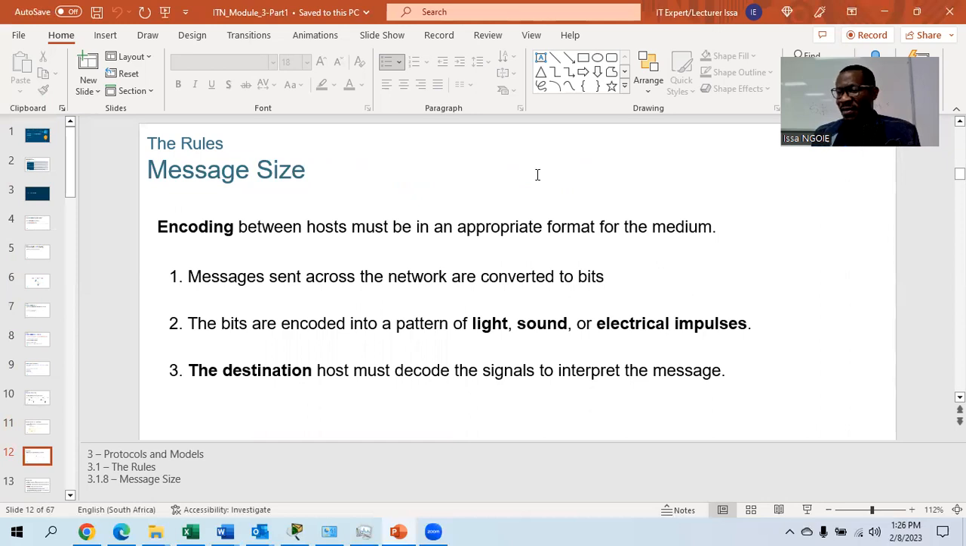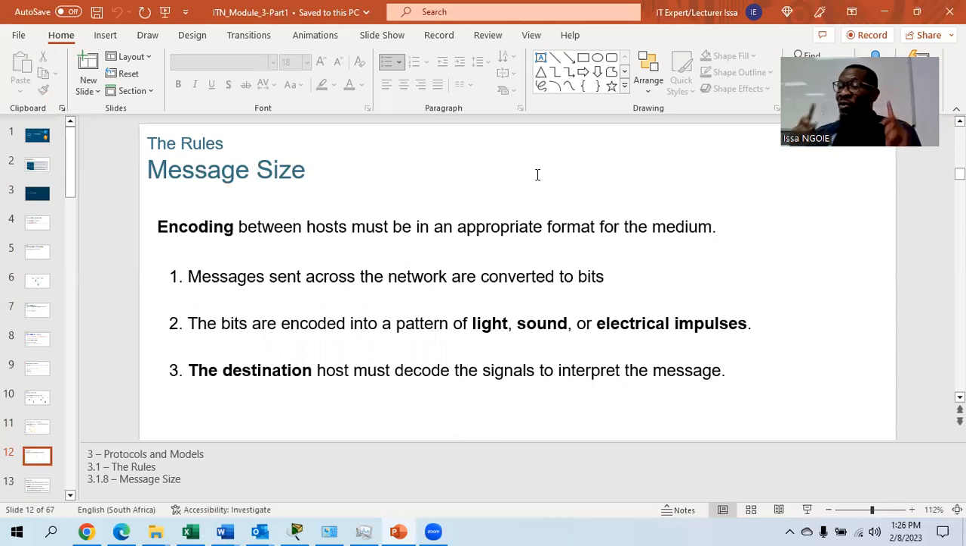Message size, right? When you are sending your friend a long message, it's going to be very hard for him to understand the message, right? It's going to be very hard for him. The same as computers, right? There's a maximum size of messages that can be sent from your phone to another phone, from your computer to another computer. And your protocol will make sure that the proper size of your messages will be sent for better communication, right?